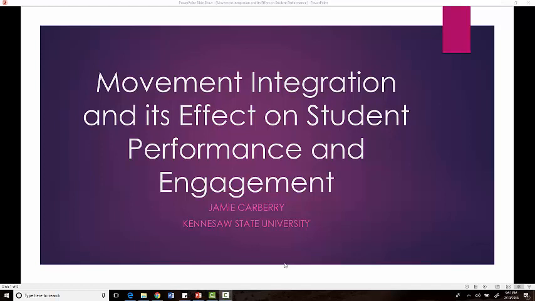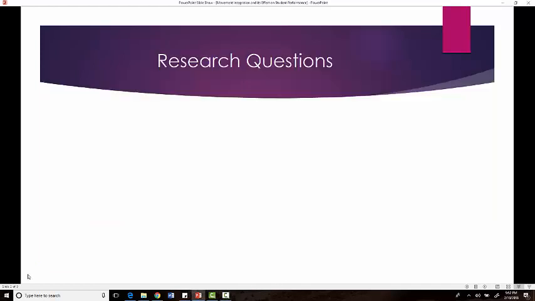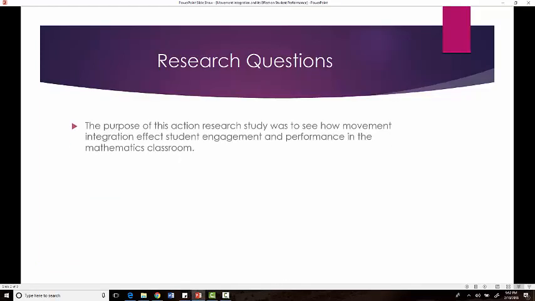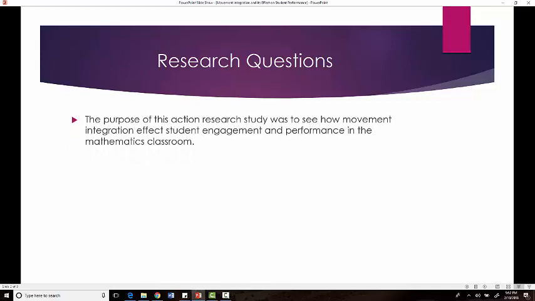And I'm going to take this time to present my action research that I conducted during my Master of Education program. The title of my action research was Movement Integration and Its Effect on Student Performance and Engagement. So to begin, I'm going to discuss the purpose of my action research. The purpose of this action research study was to see how movement integration affects student engagement and performance in the mathematics classroom.